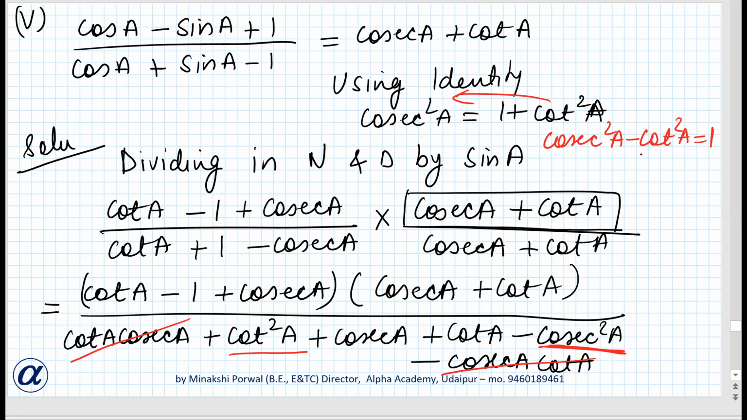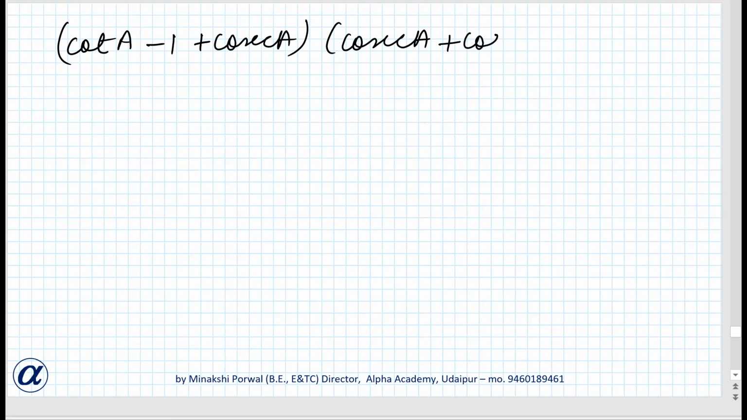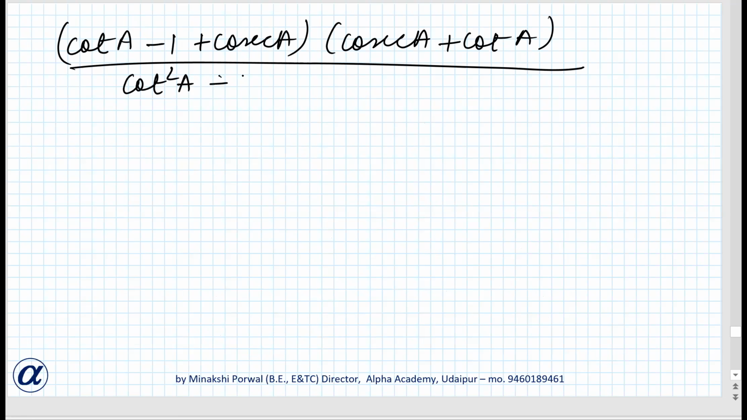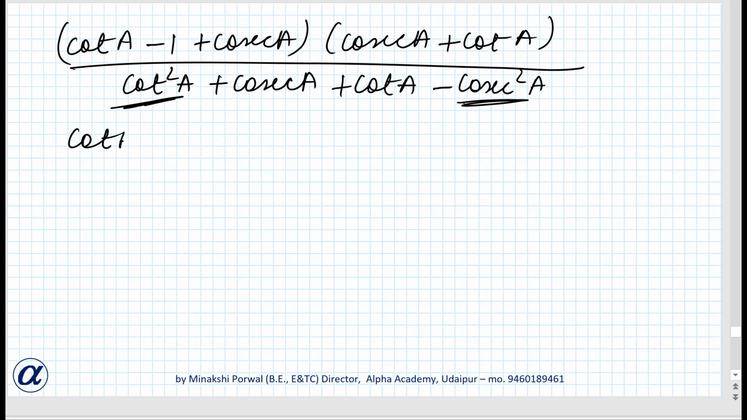If cosec square A minus cot square A is 1, then cot square A minus cosec square A will be -1. So I am rewriting that: cot A minus 1 plus cosec A upon cosec A into cosec A cot A upon cot square A plus cosec A plus cot A minus cosec square A, and we know that cot square A minus cosec square A is -1, so it is cot A minus 1 plus cosec A upon cosec A plus cot A.